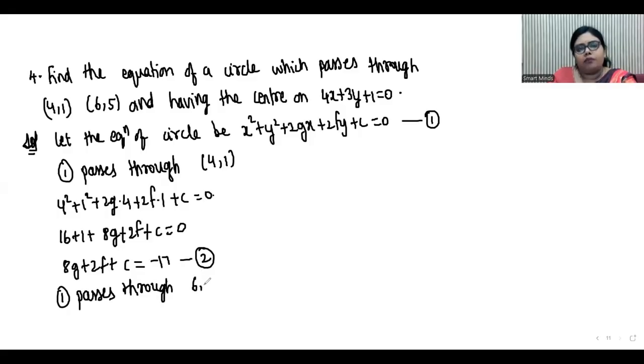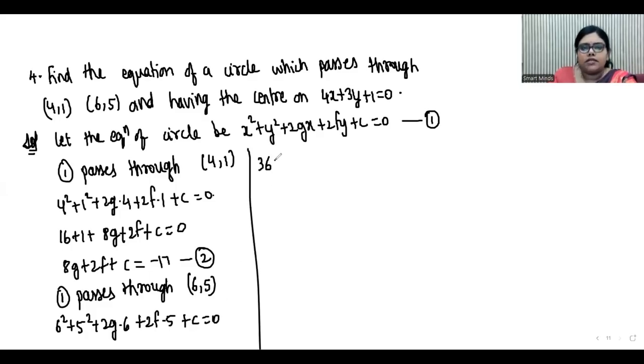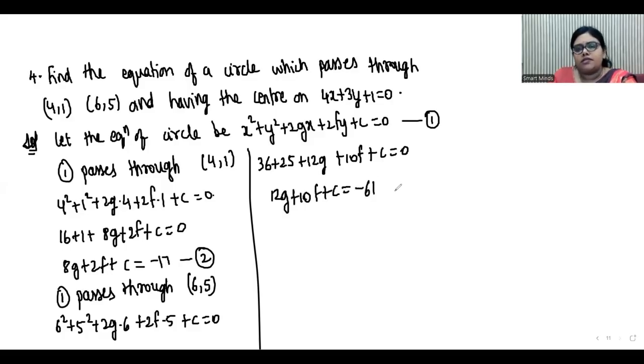Now equation number 1 passes through the second point. What is the second point? 6, 5. So 6 square plus 5 square plus 2g into 6 plus 2f into 5 plus c equals to 0. So you get 36 plus 25 plus 12g plus 10f plus c equals to 0. So 12g plus 10f plus c is equal to minus 61. This is equation number 3.